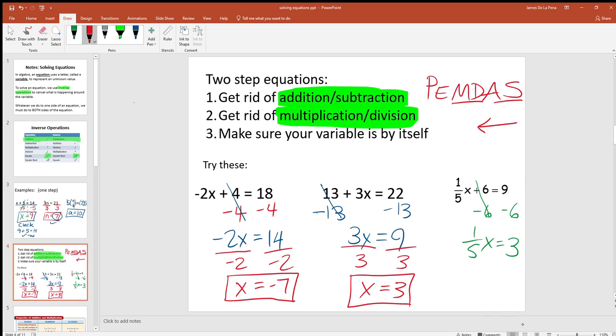So now we want to cancel out the last part. 1/5 times x, or x divided by 5, is really another way to think of that. So instead of divide, we want to multiply. We're going to multiply by 5 on both sides here. This cancels. We get our variable by itself, and on the right side we have our solution, which is 5 times 3, or 15.